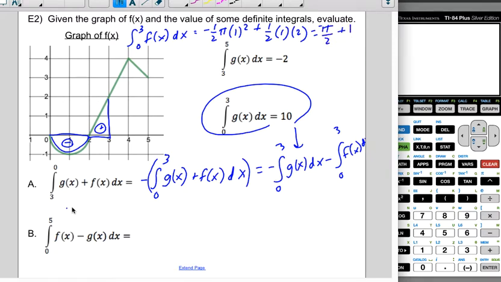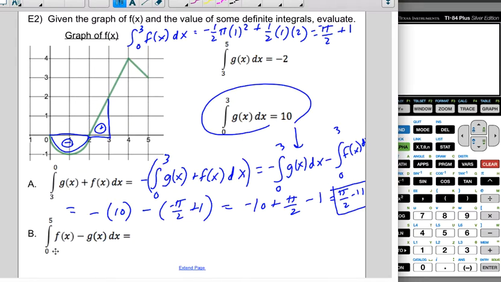So that means that this integral is going to be a negative times the 10, and then a negative times this negative pi over 2 plus 1. So I get negative 10 plus pi over 2 minus 1. I get pi over 2 minus 11.